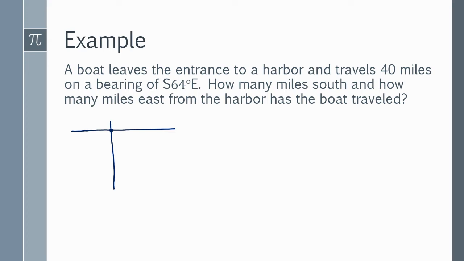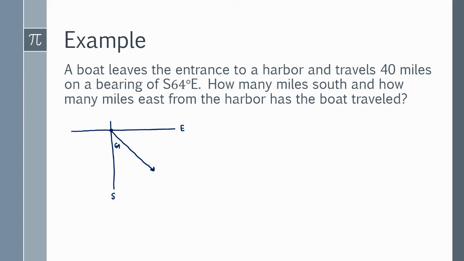So the boat leaves the entrance to the harbor and travels 40 miles on a bearing that is south 64 degrees east. Remember, that 64 degrees is always measured from the north-south line. So 64 is over here. I want us to now think about how we can create a right triangle. With the angle being there, I would want to make a triangle with that angle.